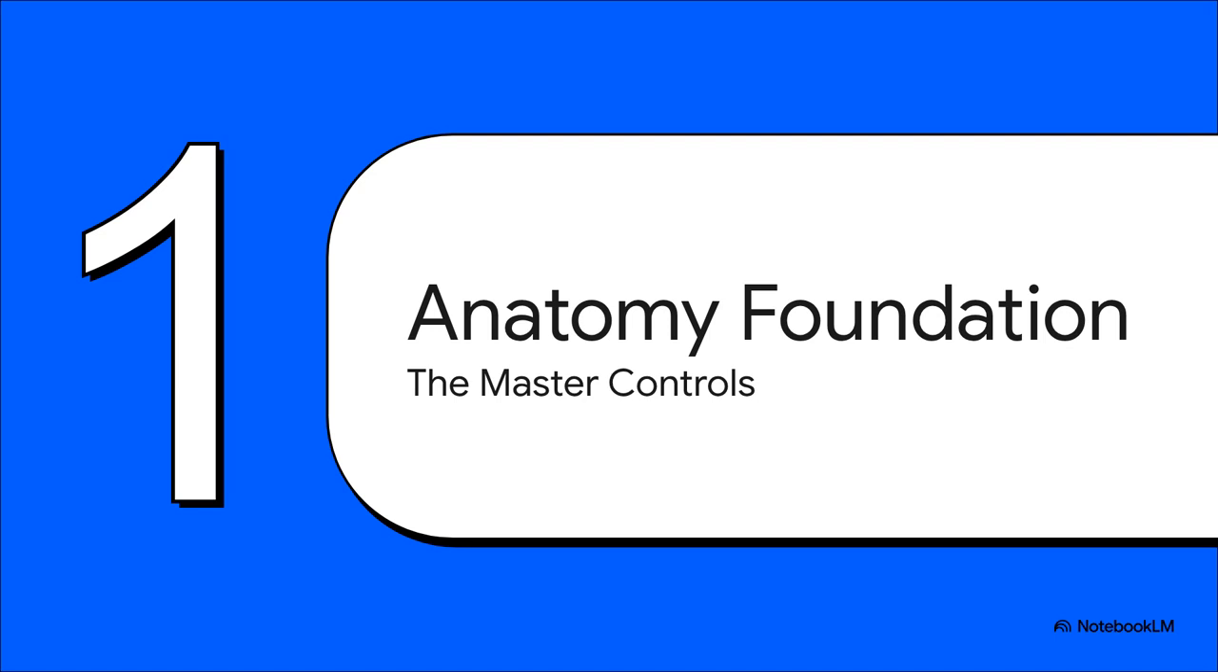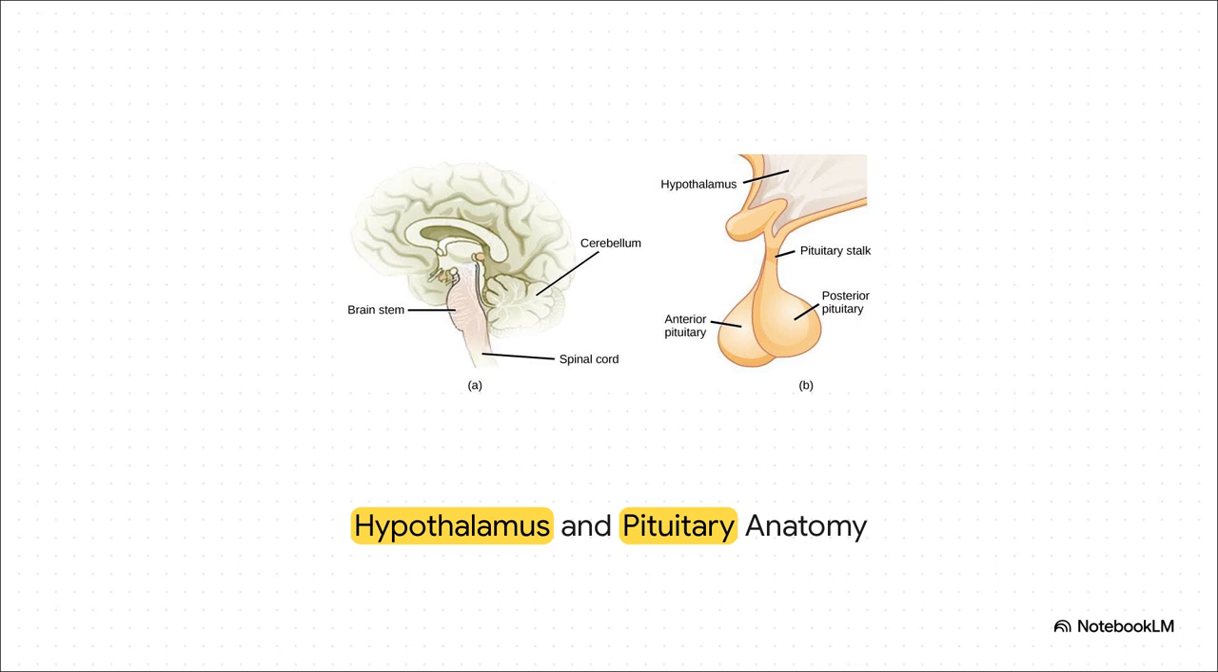All right, Section 1, Anatomy Foundation. Let's map out these master controls. So deep within the brain, the hypothalamus acts as the ultimate master coordinator. Right below it, suspended by the pituitary stalk, sits the pituitary gland, which is divided into two main lobes. The anterior pituitary is a true glandular structure, while the posterior mainly just stores and drops hormones that are actually produced higher up. And that physical connection via the stalk is absolutely vital for the chemical messaging we're about to decode.